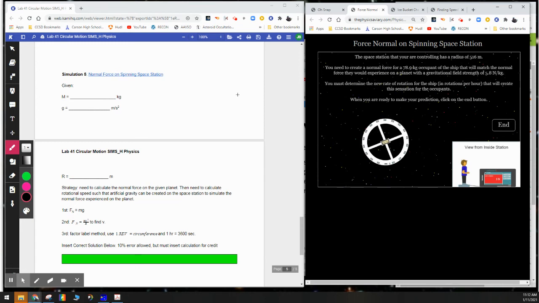All right, so first things first, what's the mass? In my particular case, the mass is 78.9 kilograms. And what's the g on this planet? Here it is 5.8. So we have 5.8 newtons per kilogram, which is the same thing as meters per second squared.